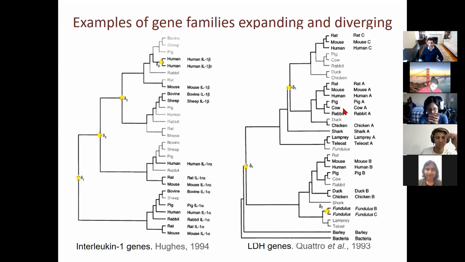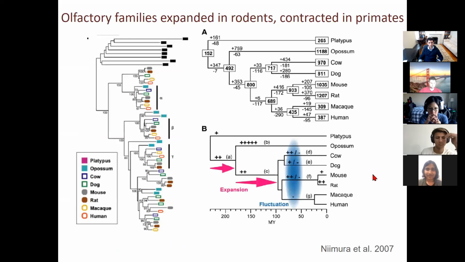So you can see here, for example, these interleukin genes involved in immune response are in fact expanding dramatically. So you basically have entire families that are duplicated and evolving and reduplicating within each of these lineages. And then similarly, these LDH genes are very rapidly evolving. With the olfactory families, you see this dramatic expansion across multiple lineages.